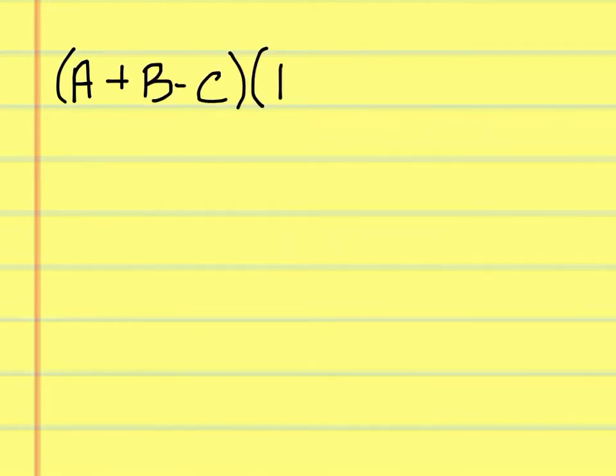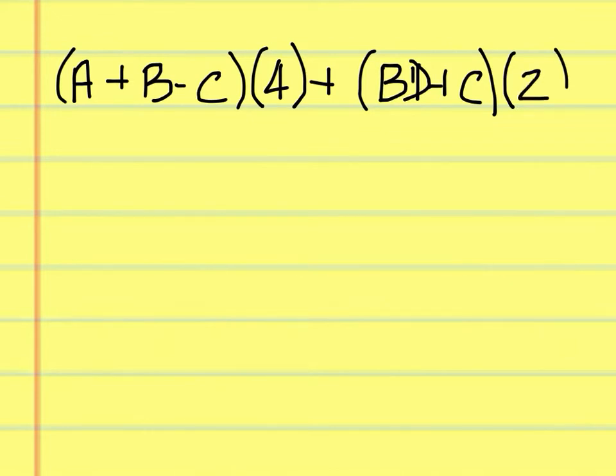This problem will use the same a, b, c, and d functions from the last problem we did. And this one is a plus b minus c of 4, and then plus bd plus c of 2. We're using the same functions from the last time. So if I put a 4 into the a function, I would get 16 times 2 is 32, minus 12 is 20, plus 4 is 24.